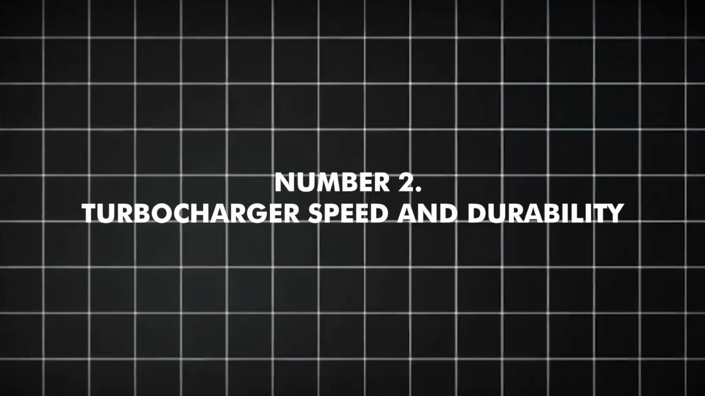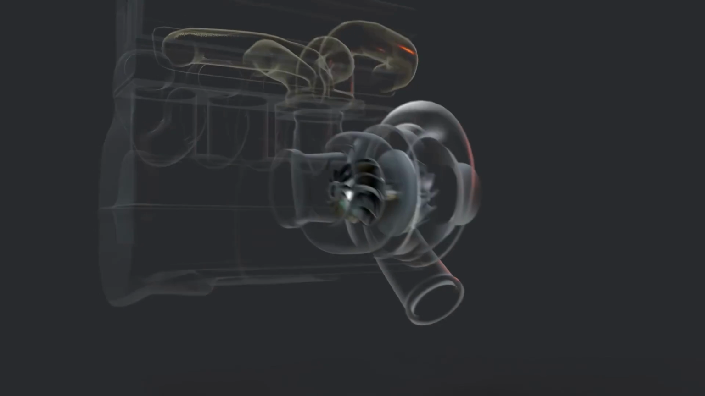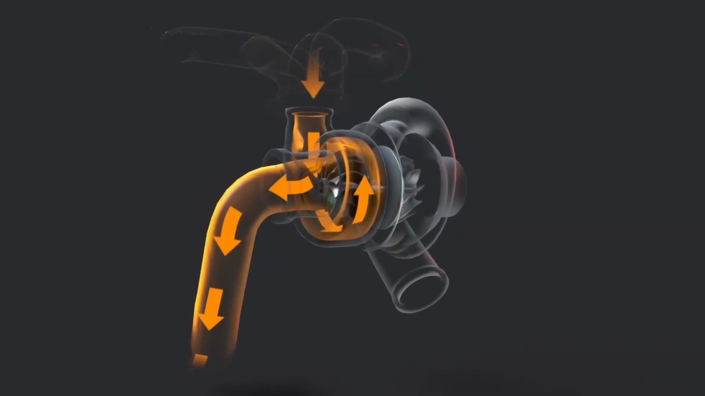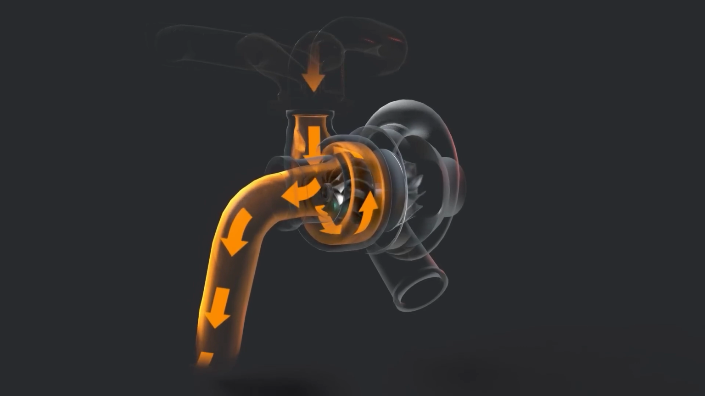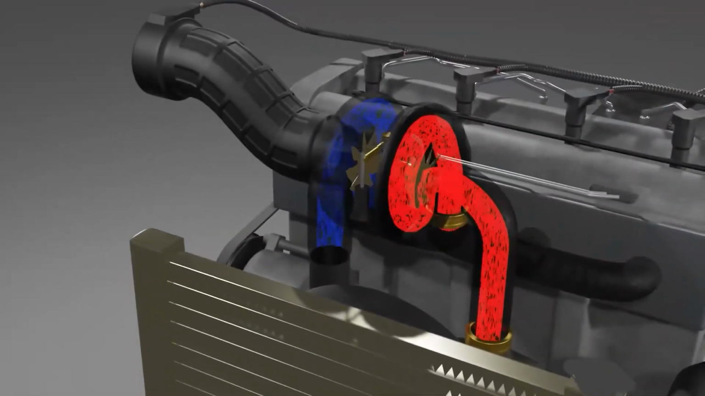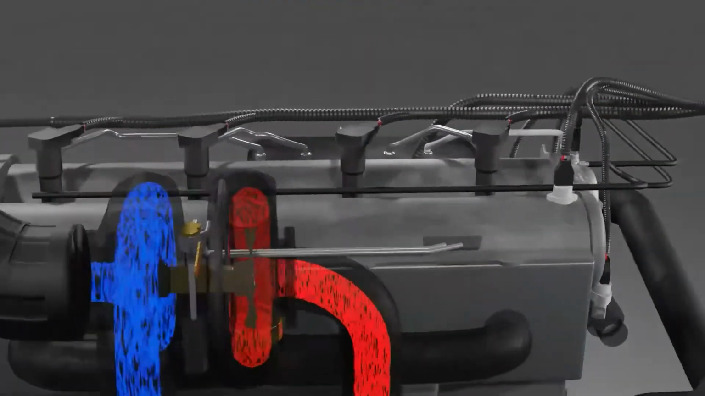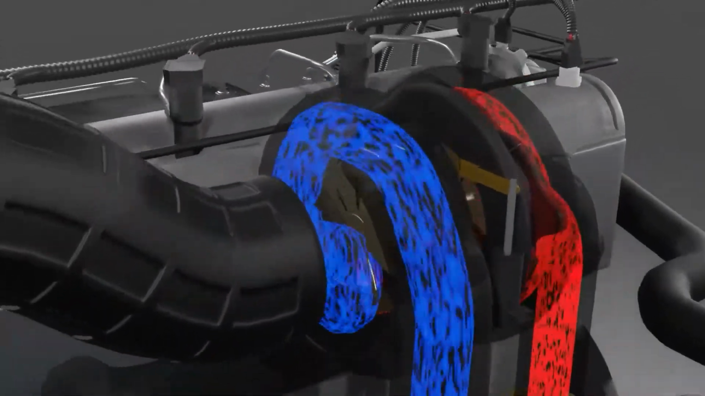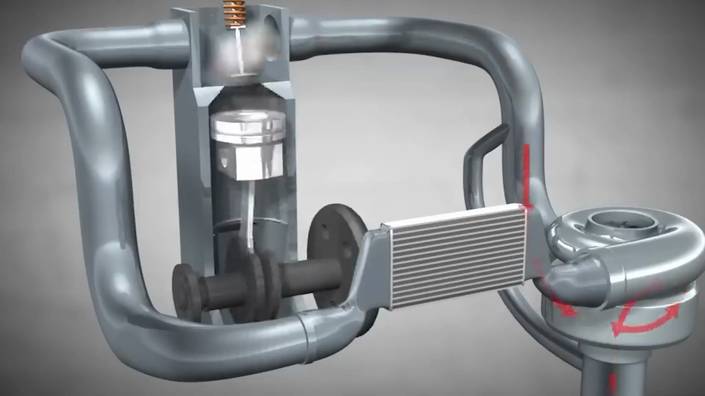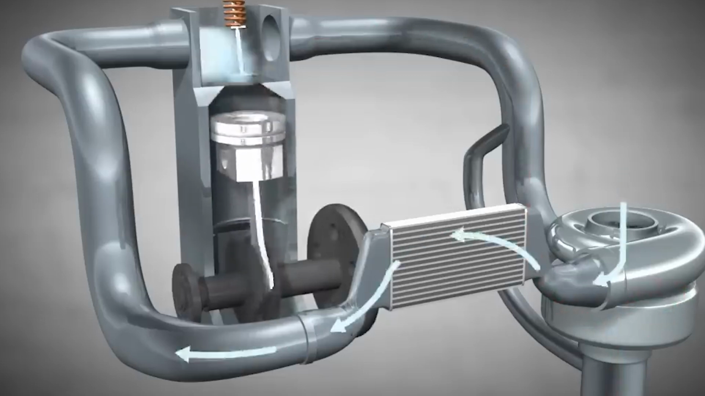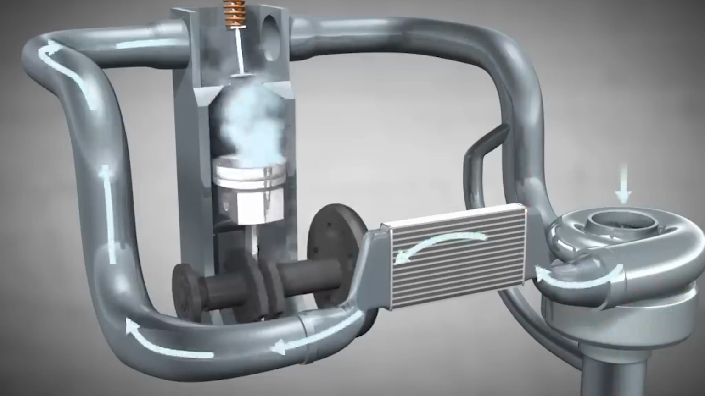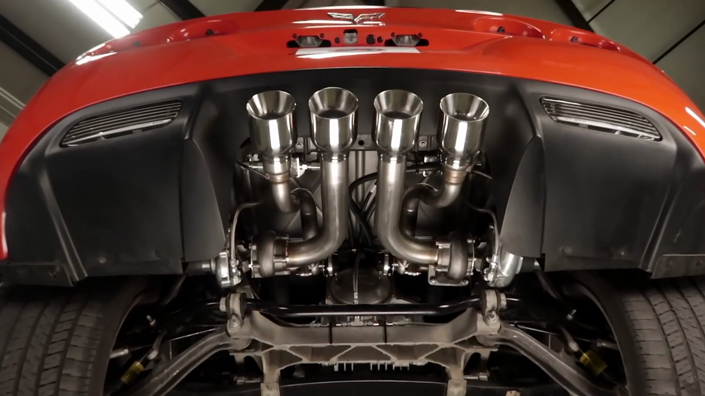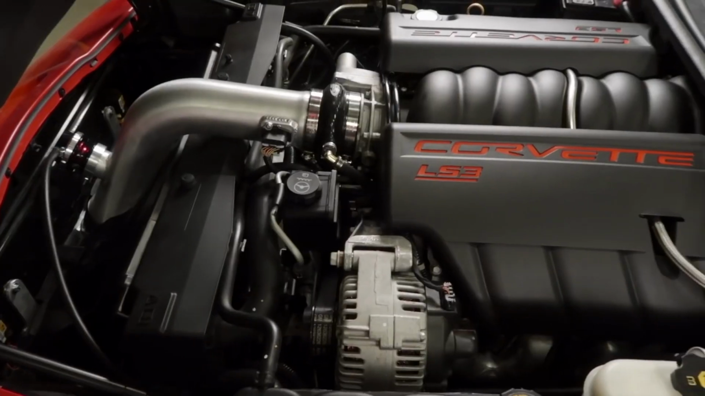Number 2. Turbocharger speed and durability. Turbochargers operate under extreme mechanical and thermal conditions, with shafts rotating up to 250,000 revolutions per minute and components exposed to exhaust temperatures exceeding 700 degrees Celsius, 1300 degrees Fahrenheit. To withstand these demands, the turbocharger's center hub rotating assembly, which houses the shaft, uses advanced bearings such as floating journal bearings or ball bearings that minimize friction and wear at high speed.